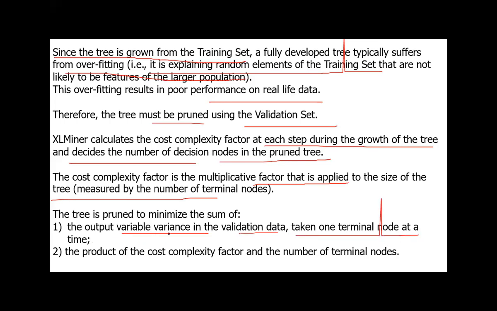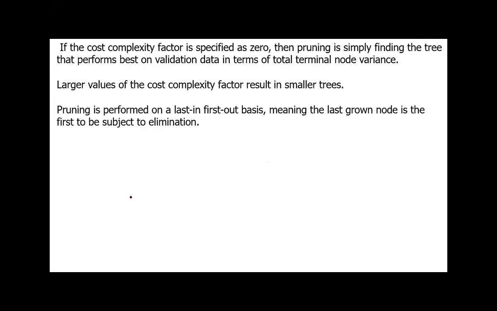See, the output variable variance in the validation data is taken as the cost, and the product of the cost complexity factor and the number of terminal nodes is also taken. The tree is pruned to minimize the sum of these. So these are all considered to get a good cost-effective tree.